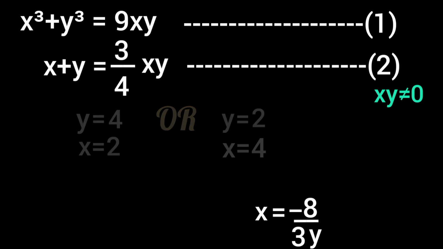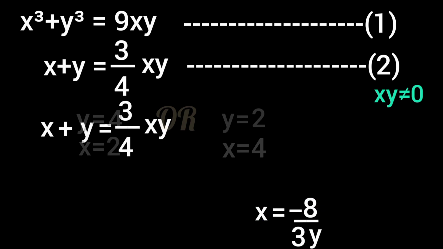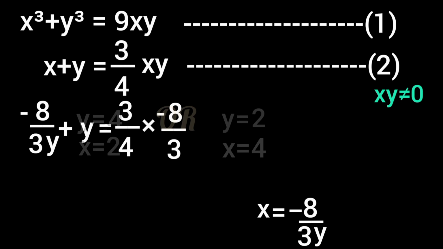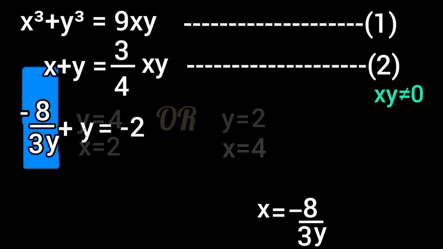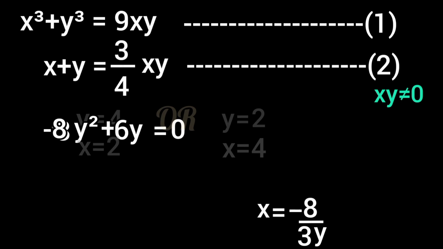We can do the same thing for minus 8/3 as well. And for this one, xy is equal to minus 8/3. 3 can cancel 3, and minus 8 divided by 4 is minus 2. We can now clear this fraction by multiplying through by 3y, and then bring minus 6y over the equality sign and rearrange.